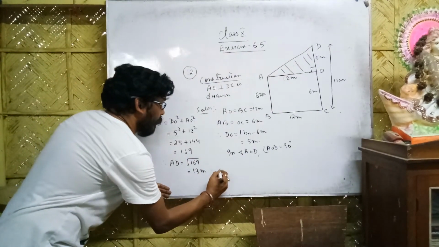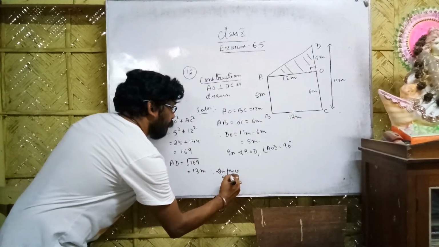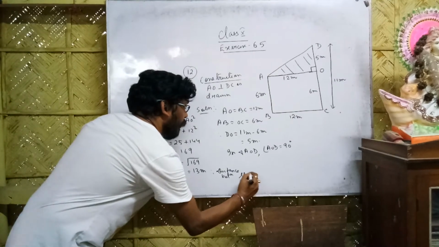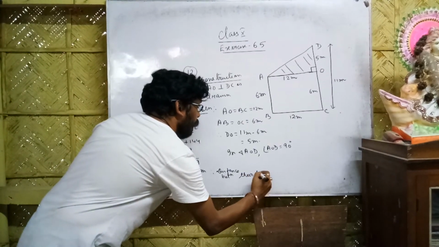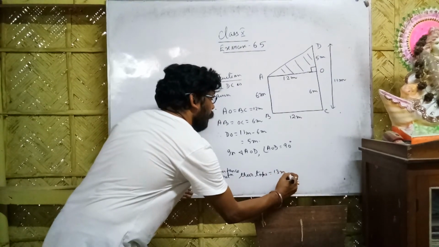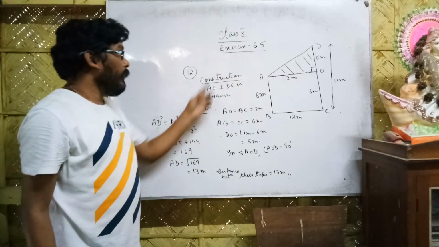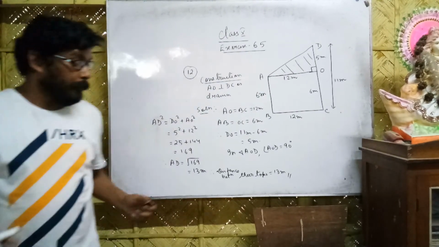So ultimately you will write distance between their tops equal to 13 meter. So this is the end of question number 12, exercise 6.5. Copy this.